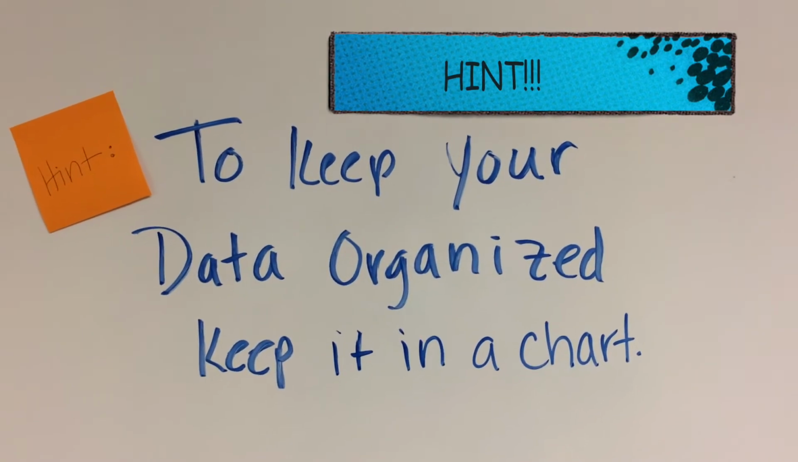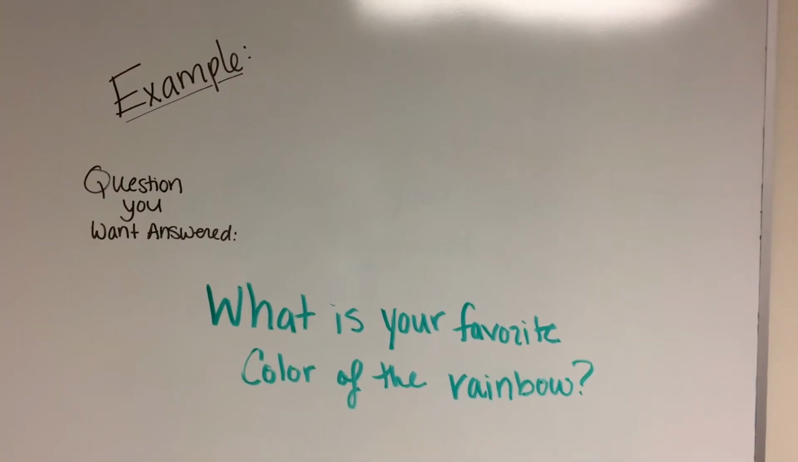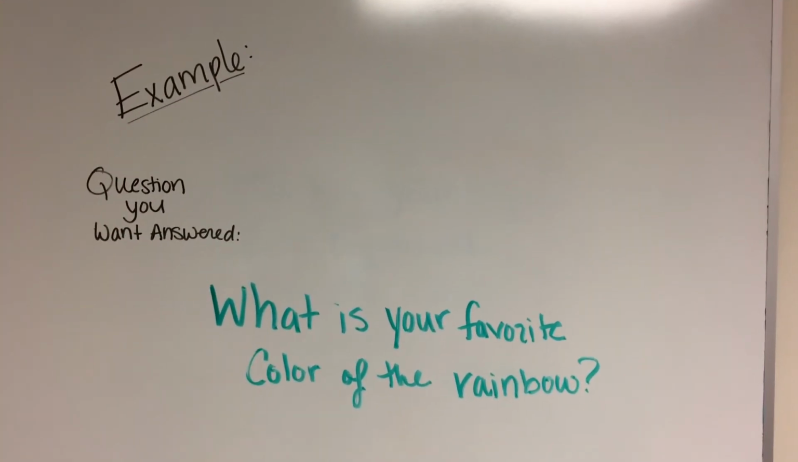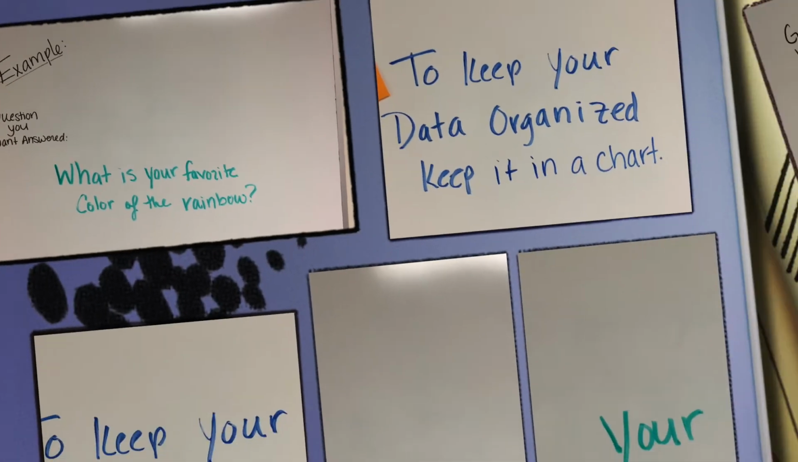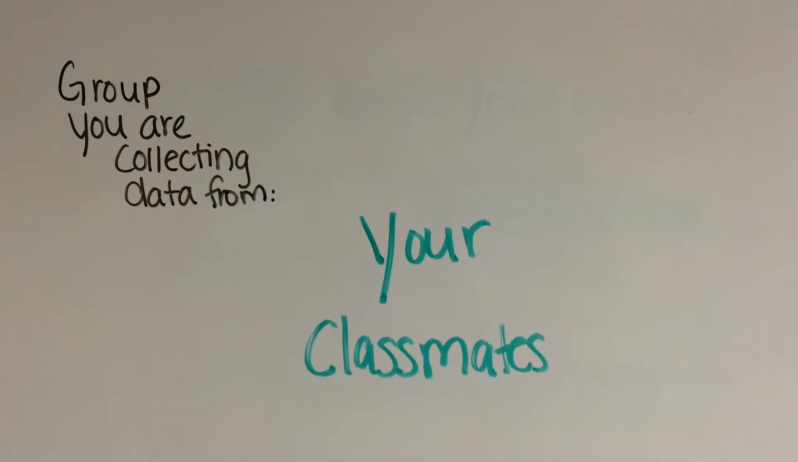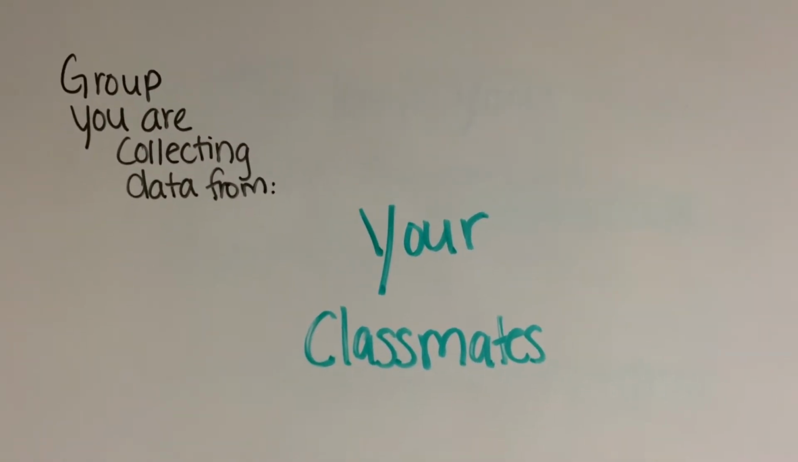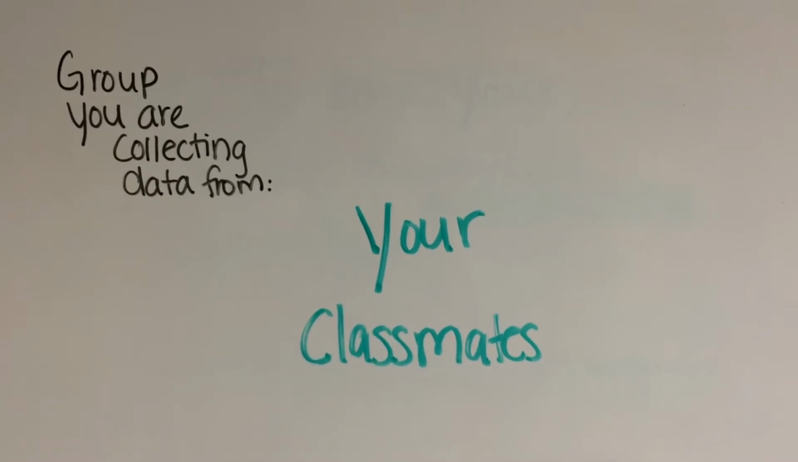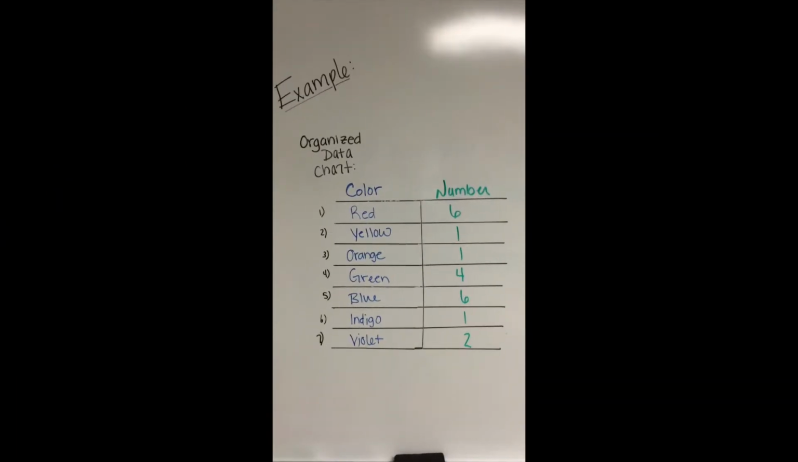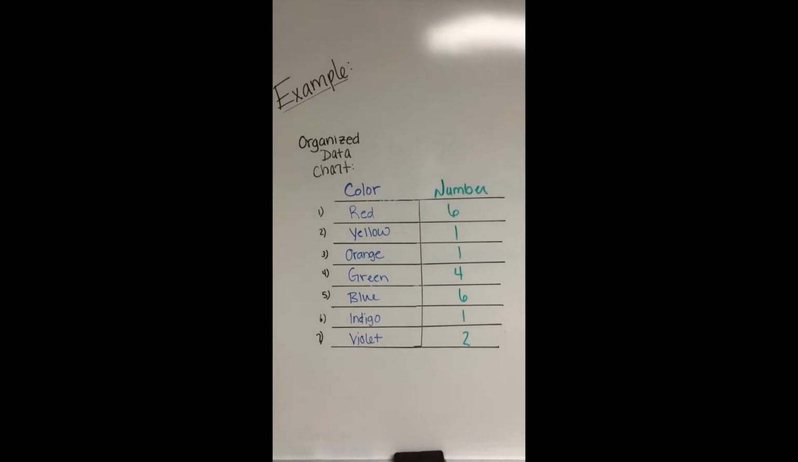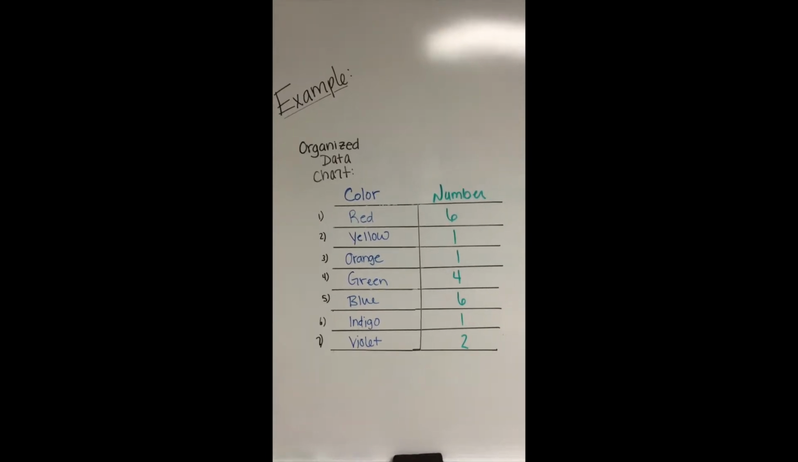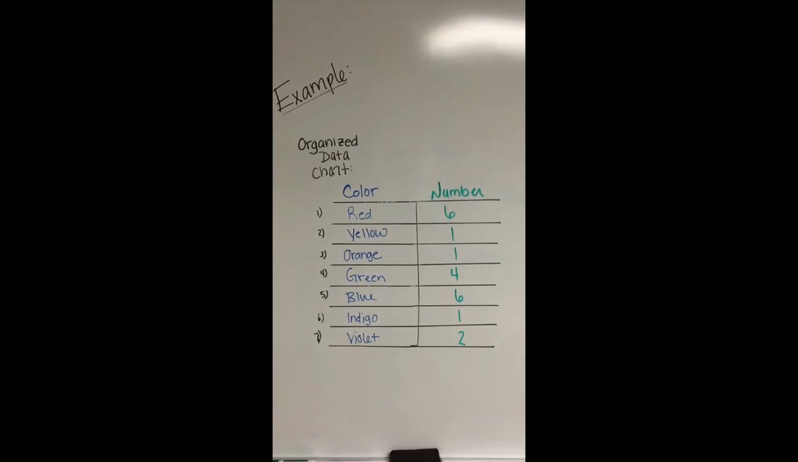Quick hint, to keep your data organized, keep it in a chart. So, as an example, we're going to ask the question, what is your favorite color of the rainbow? Once you have your question, you are going to decide what group you are going to collect data from. For this example, we're going to use your classmates. Once you've decided the question you're going to ask and who you're going to be asking the question to, you go around and collect your data.